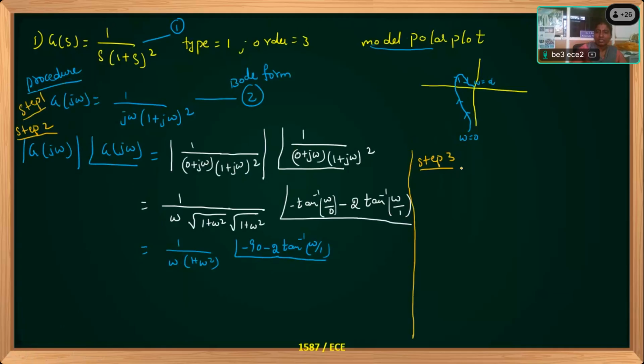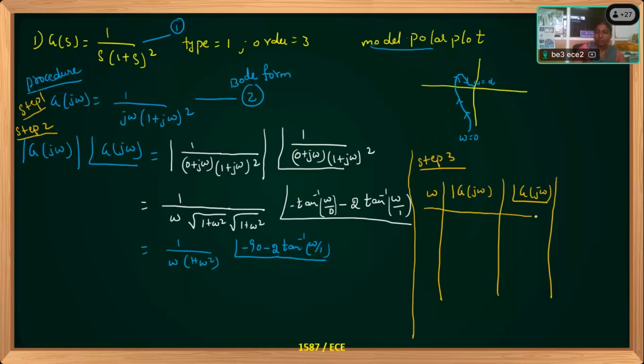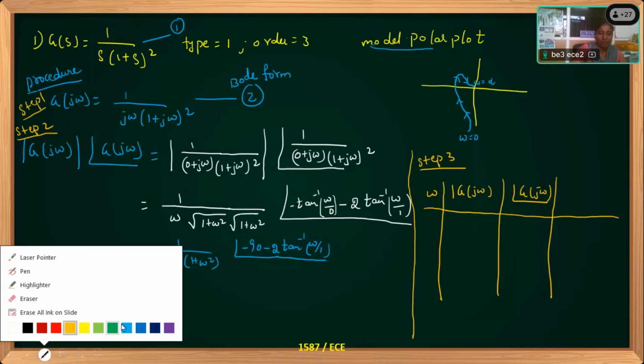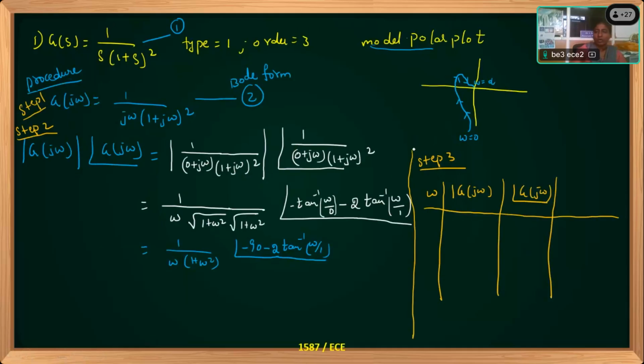So step 3 is omega value, magnitude value mod G of j omega, then phase angle value, angle of G of j omega. These two together are called polar coordinates. Magnitude and phase angle together are called polar coordinates, and from polar coordinates we have to convert to rectangular coordinates.